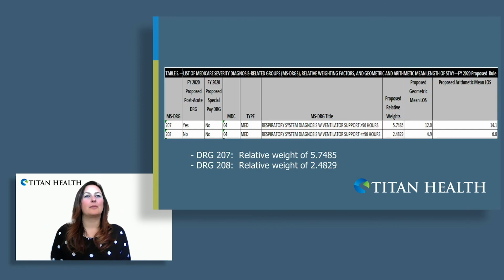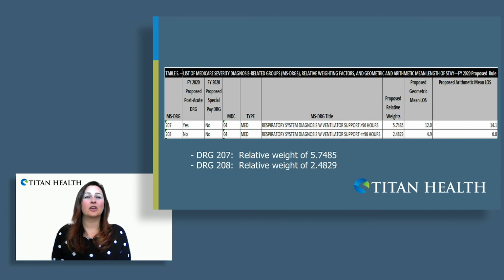Here we get into the impact on reimbursement. This is a screenshot of Medicare's Table 5, list of MSDRGs with their relative weights. As most of you know, your relative weight plays a major role in both your Medicare and commercial reimbursement. Commercial, provided your contract terms are DRG-based and not per diem based. Here you can see the two DRGs we've been reviewing. DRG 207. This is the one for vent hours greater than 96 hours. Your relative weight is 5.7485. But look at 208. That is for anything less than 96 hours, and your relative weight drops considerably, down to 2.4829. That's over 50% less.